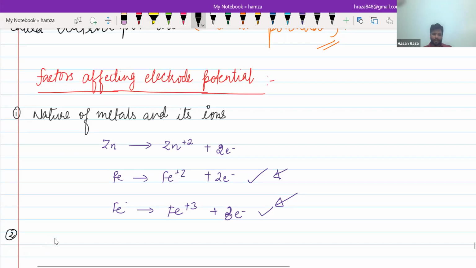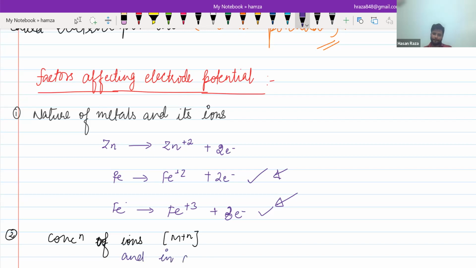The next is concentration of ions. How much concentration you are taking? Concentration of ions. So basically M plus N. In aqueous state, we take concentration, or in case of gas, we take partial pressure. The electrode potential also depends on the partial pressure if the formation of product is in gaseous state. So please write it.